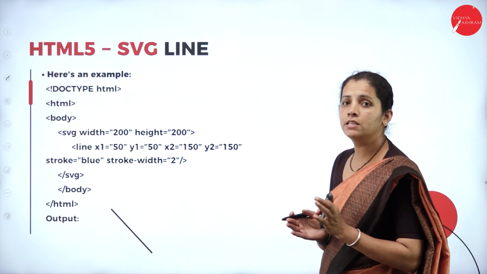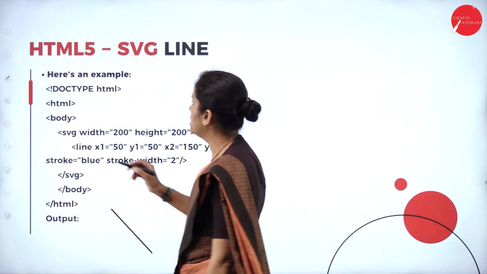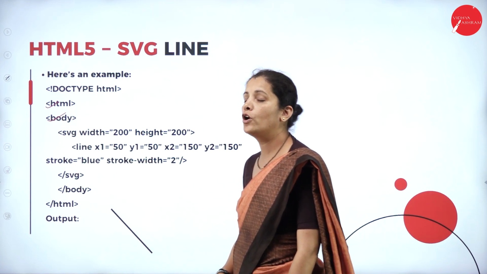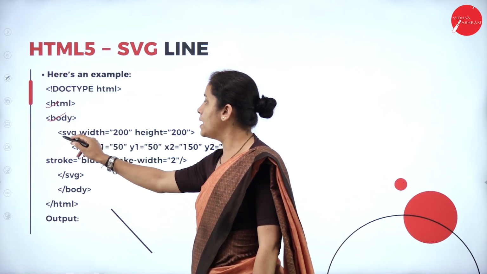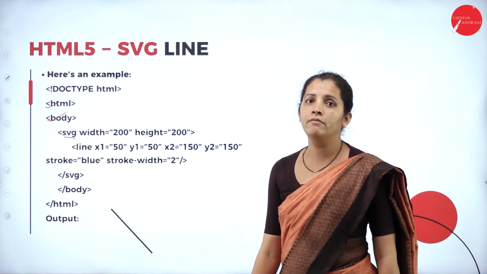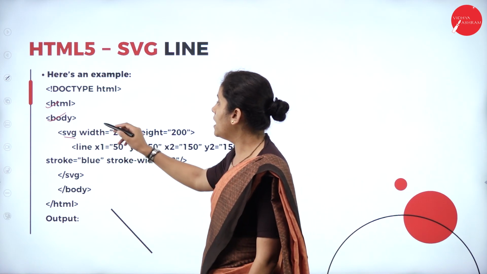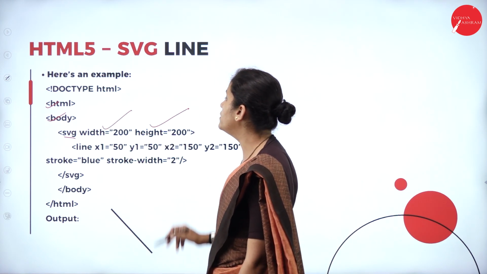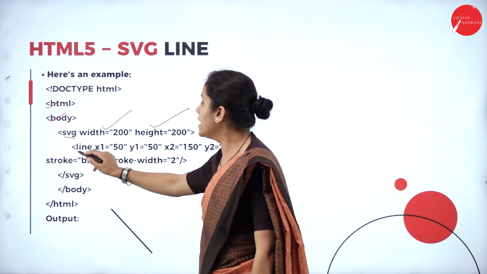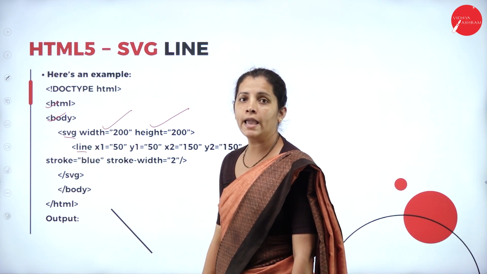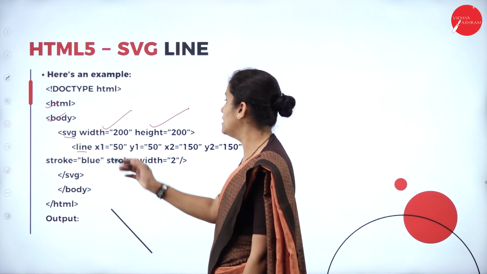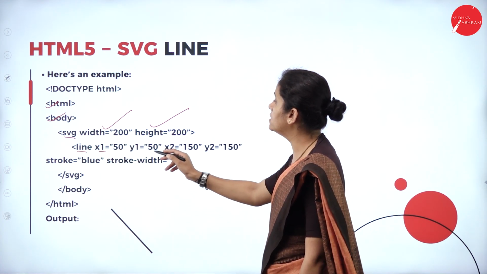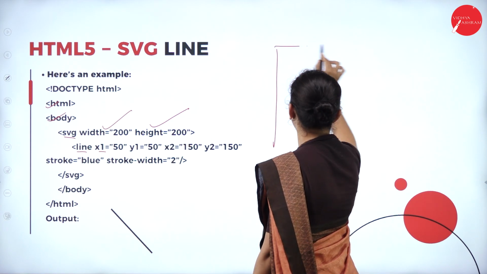Okay, now I have this simple code. I'll start with the HTML, and I'm going to write the body. Inside the body, I'm going to have the scalable vector graphics tag, and I'm going to specify the width of the image and height of the image, and I'm going to have my SVG element, that is line.